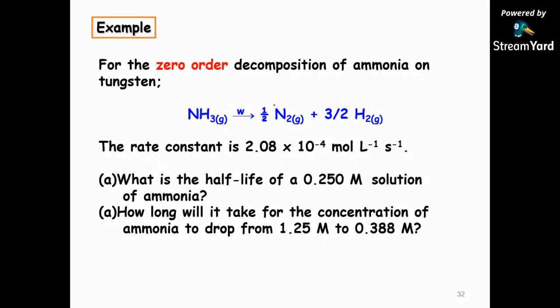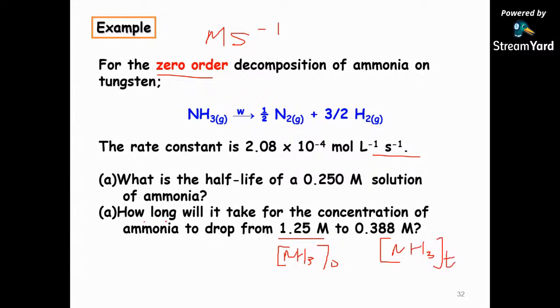Now is the application part. Given zero order, you know already the unit is molar per second. So what is the half-life of a 0.25 molar solution of ammonia? The question asks about half-life, so you have to apply the half-life formula. How long will it take for the concentration of ammonia to drop from this initial concentration of NH3 to this concentration of ammonia after some time? The question asks how long, so you must know the seconds, how many seconds, because it's in seconds.